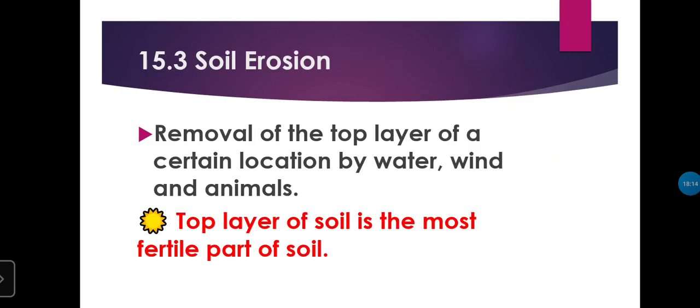Now we are going to another subtopic, soil erosion. What is soil erosion? Removal of the top layer of a certain location by water, wind and animals is called soil erosion. The top layer of soil is the most fertile part of soil. So if soil erosion is happening, the topmost layer is removed, and so the most fertile part is removed.